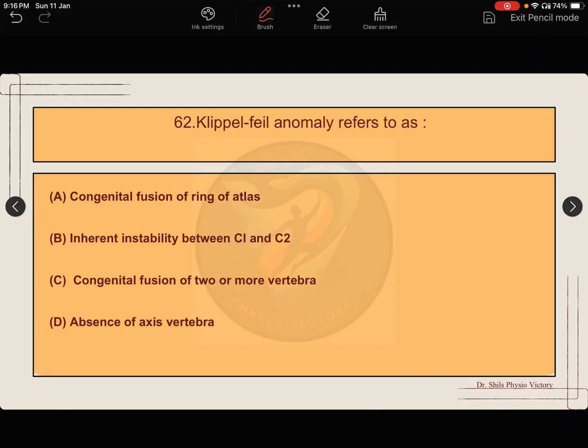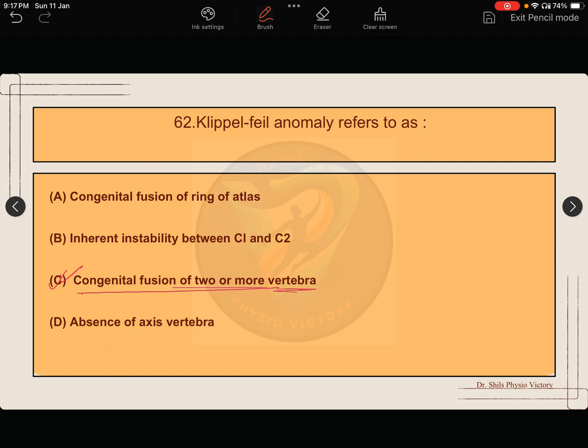Next, come to question number 62. Klippel-Feil anomaly refers to as option A, congenital fusion of ring of Atlas. Option B, inherent instability between C1 and C2. Option C, congenital fusion of two or more vertebra. Option D, absence of axis vertebra. Here, the correct answer is option C, congenital fusion of two or more vertebra.